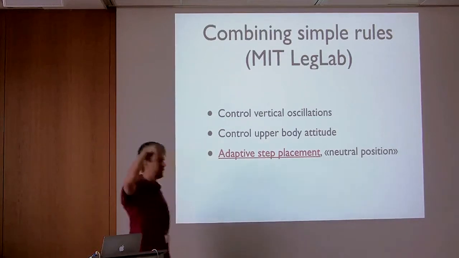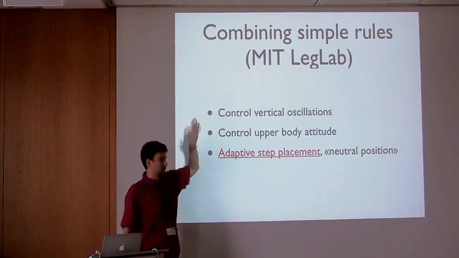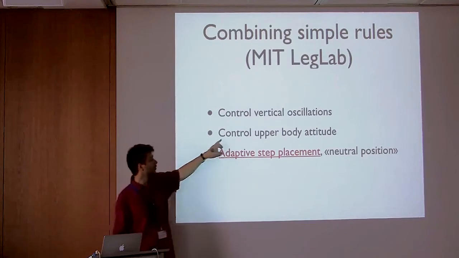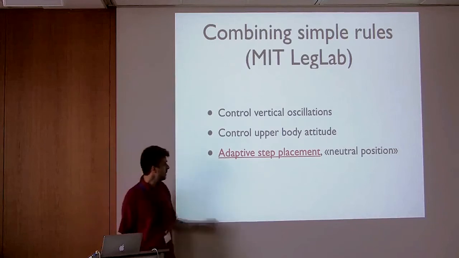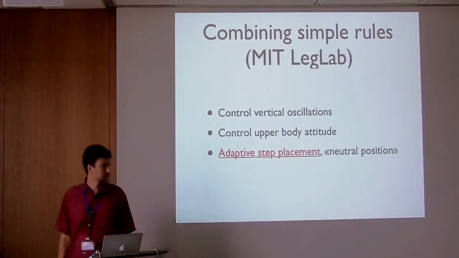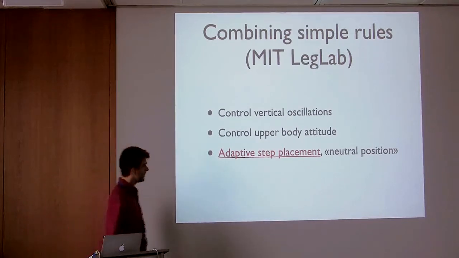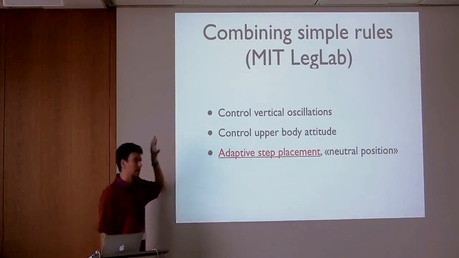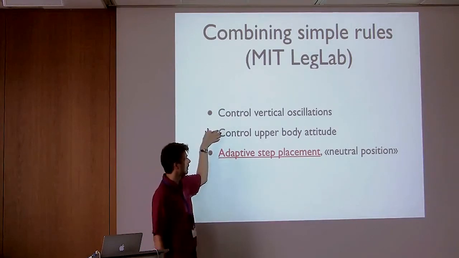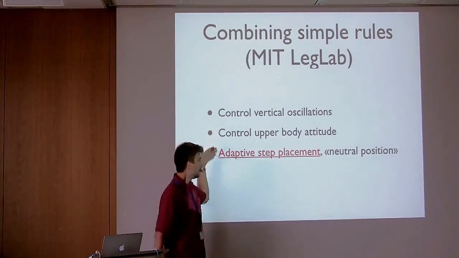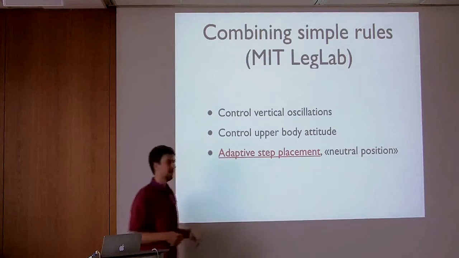So you have those robots, as you can see, they were mostly jumping. So you have one control for the vertical oscillations, one control for the upper attitude, and then a control of the step placement. And of course, that was the key to the long-term stability. But this was done every time with a very simple P control, linear control. You just have a linear control of vertical position, a linear control of the attitude, and a linear control of step placement, which was using, in fact, a simple analysis of the spring dynamics.